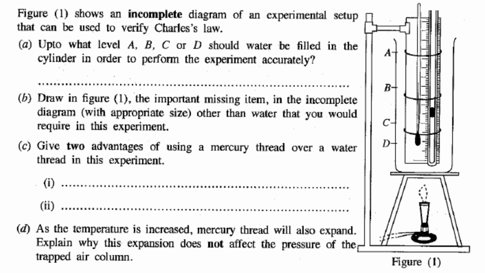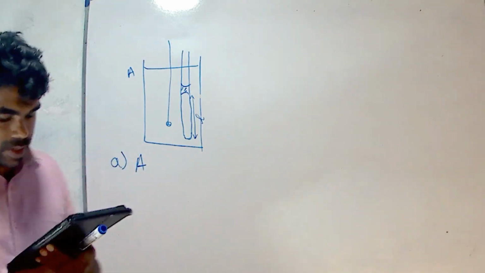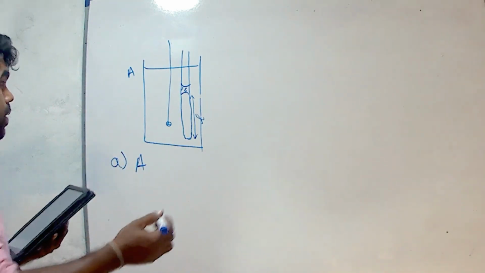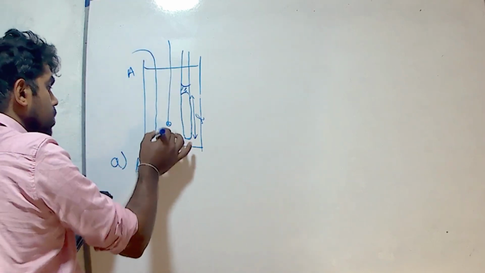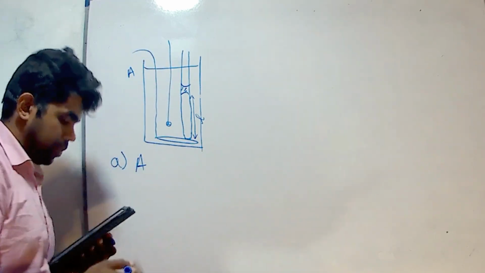Then B. Draw the figure 1. The important missing item in the complete diagram, with appropriate size, other than water, that you should require in the experiment. We have to draw the stirrer for the system.